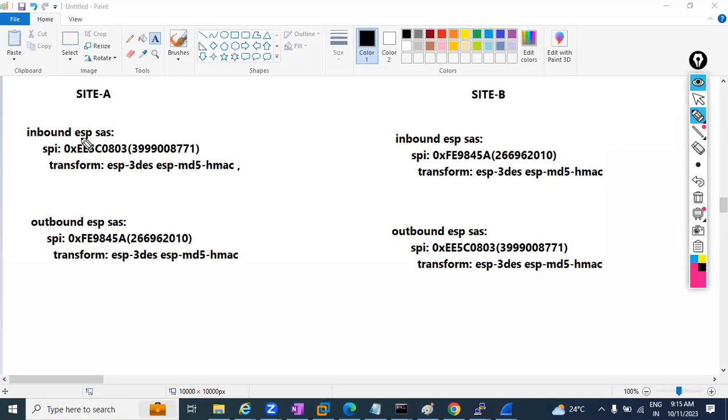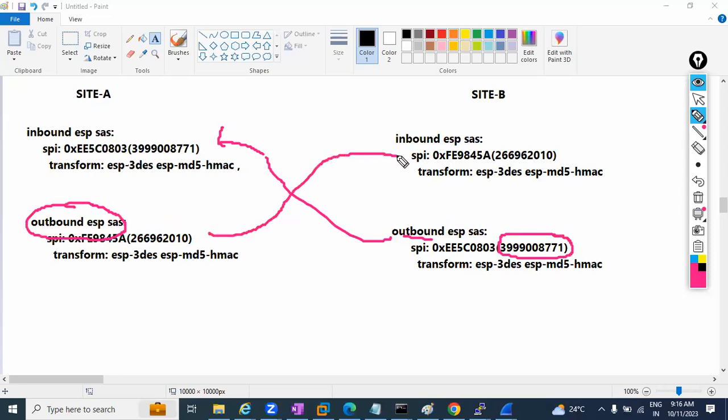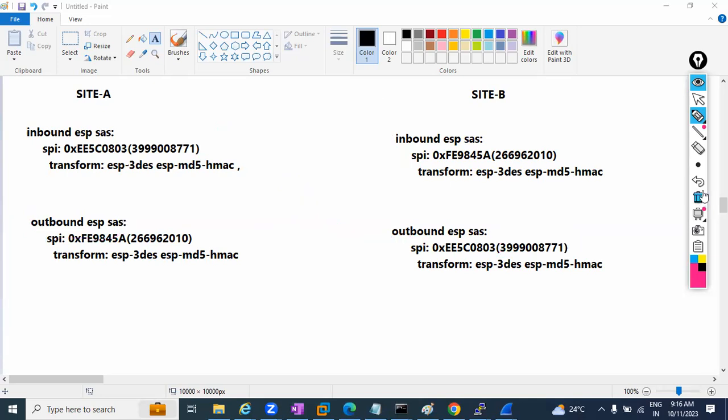Whatever the outbound policy is here, this is the outbound policy, this number here. This is the inbound policy of site A. And this is the outbound policy of site A, and this is the SPI for the inbound. Are you able to see or not? Mathematical concept you can see here. So this is 8771 here. This is 8771 here. This is 2010.